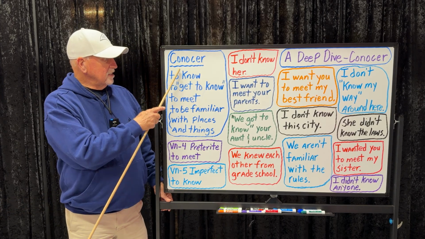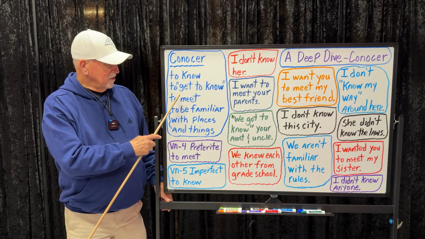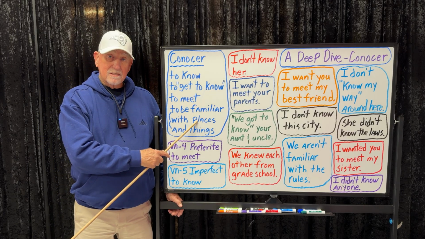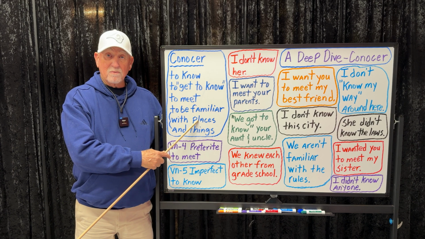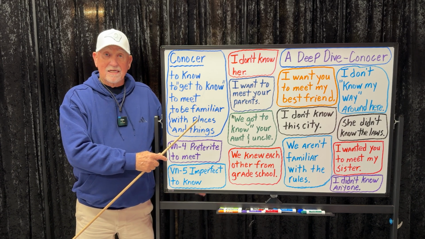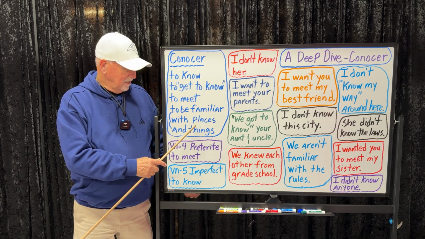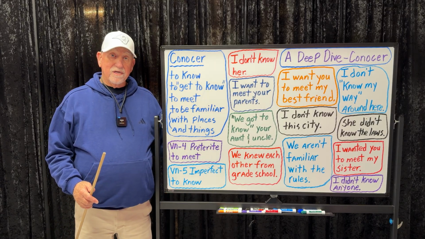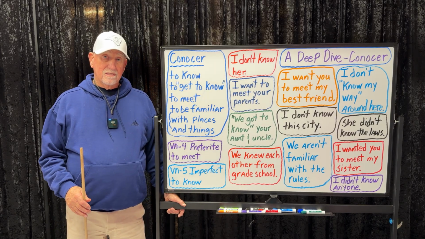And all of these are dealing with people, but also in addition, it can mean to be familiar with places, cities, states, amusement parks. No conozco Disneylandia. I don't know Disneyland. It can also be things like laws, rules, regulations, systems, etc.